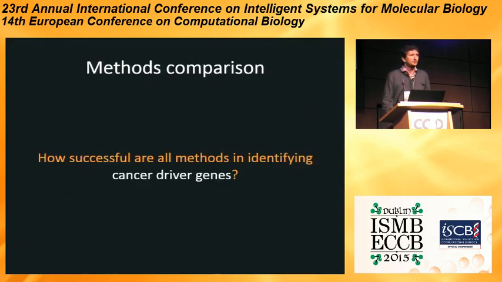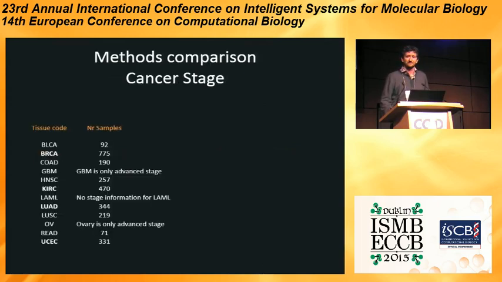And finally, we wanted to do a sort of orthogonal analysis to compare how each of the 4 methods is able to identify cancer driver genes by using some independent orthogonal information. And to do this, we used the cancer stage. So we looked first at genes whose expression is correlated with increasing or decreasing cancer stage.